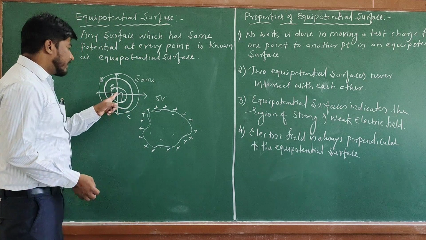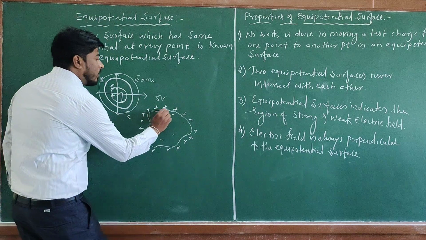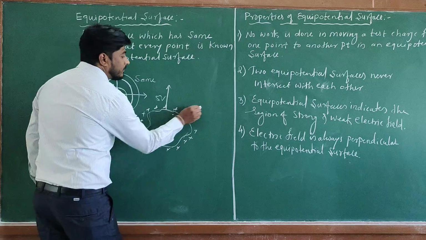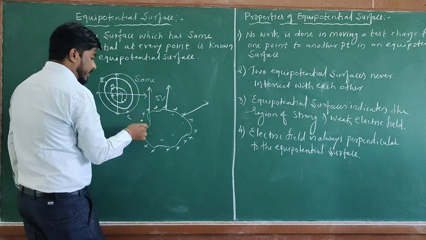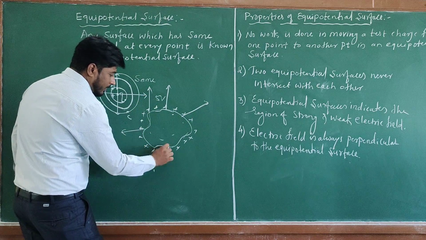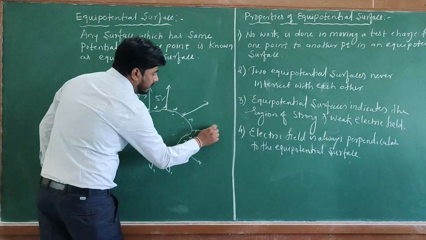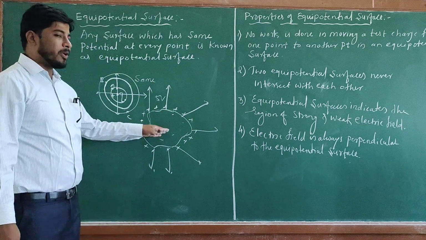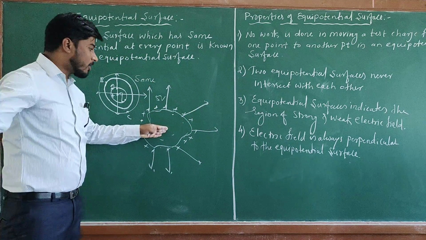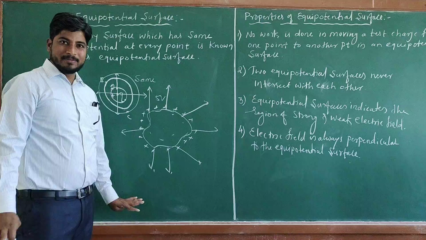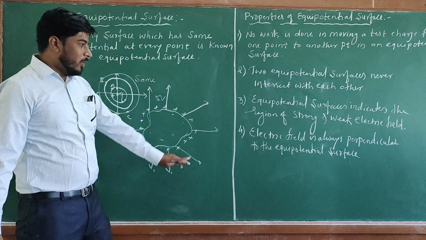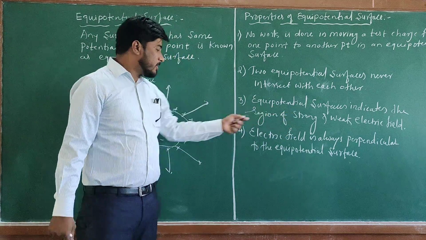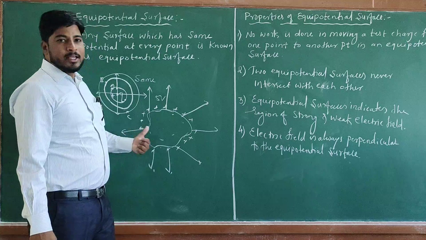As you can see, electric field is always perpendicular like this. This is normal, or perpendicular, to the equipotential surface. Or electric field is normal to the conductor. Right? So, electric field is always perpendicular to the equipotential surface.